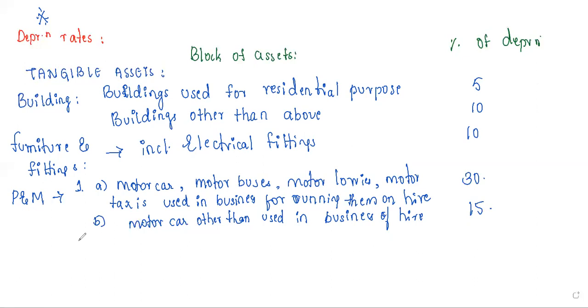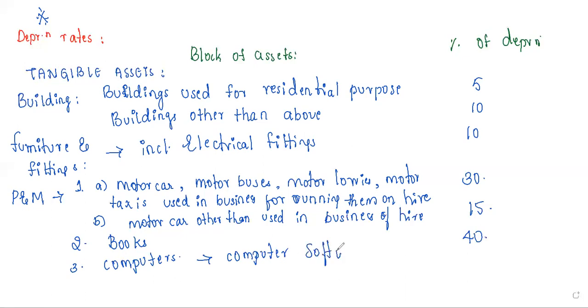And apart from this, in the businesses, and for your books, 40% is the rate of depreciation. And the third one, you have the computers. So here your computer should be including some computer software. If it is including computer software, then the allowable depreciation is 40% here.